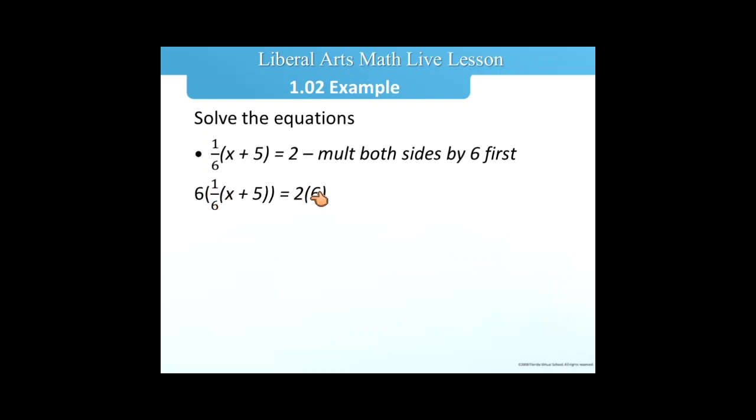Because remember, whatever we do to one side of the equation, we have to do to the other side of the equation. And so when 6 times 1 over 6 cancels out, we're left with only x plus 5 on the left side. So we have x plus 5 equal to 12. Now subtract 5, x equals 7. So you can always get rid of the fraction by multiplying by that denominator. Whatever the numerator is may still be left, but in this case, our numerator was just the number 1. So 1 times x plus 5 is just x plus 5.